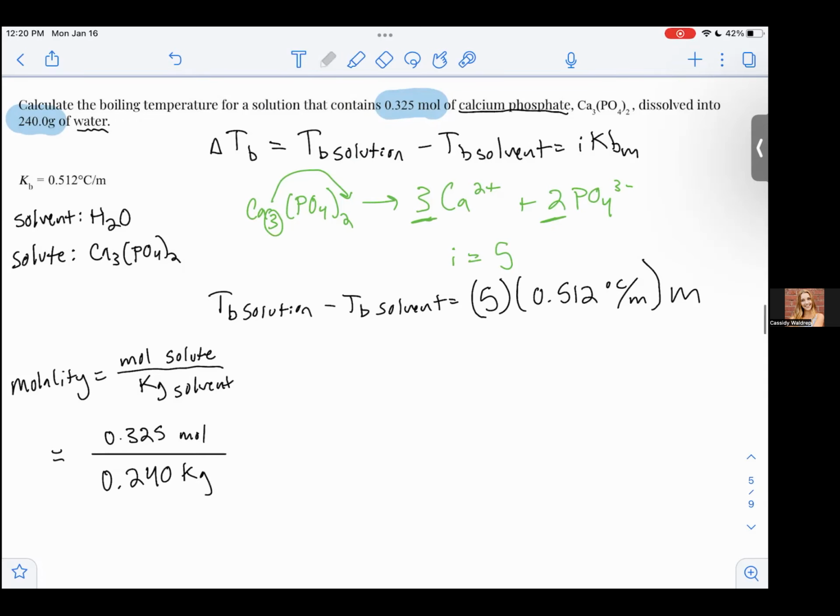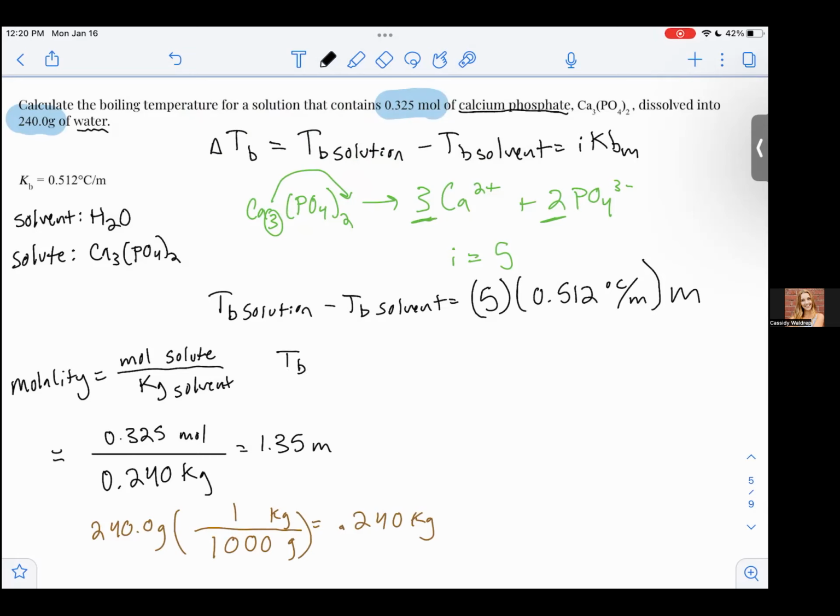If you want the math for that, you can do it like this, 240 grams of water. When we're doing our conversion factors, on the bottom is what is right here. Those are going to match up. We know that there are 1,000 grams per 1 kilogram, and that's going to give us the value I just told you. So if you weren't sure how to convert grams to kilograms, there you go. So that is now our molality. If we solve that, we're going to get 1.35 molality.